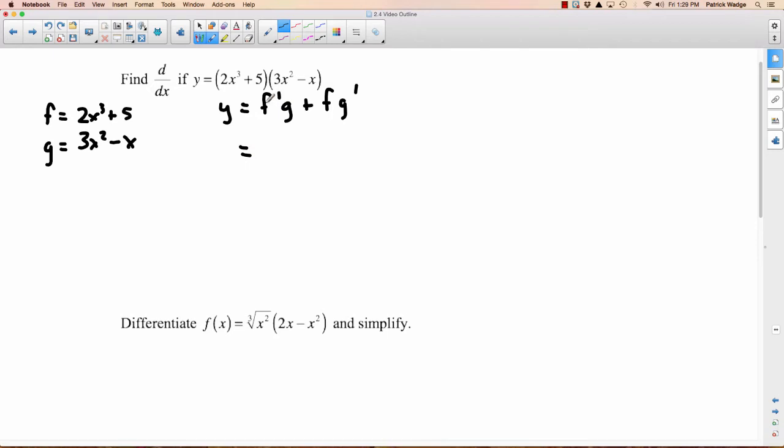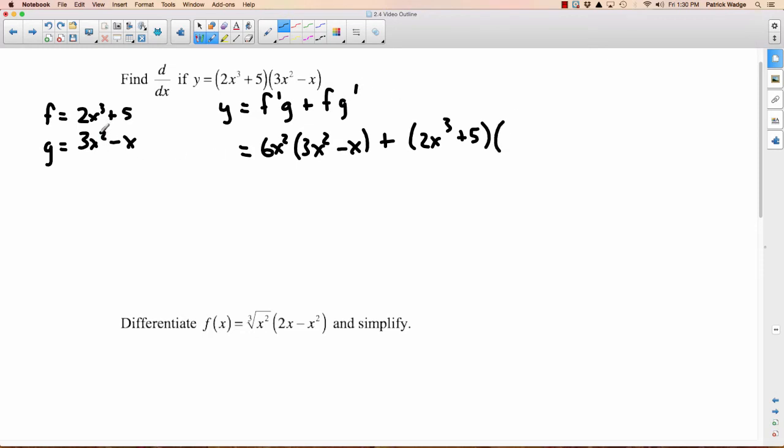We take the derivative of f. Well, the derivative of f, we use the power rule here, so that's 6x squared, and then we take the derivative of 5. Well, that's just a constant, so we get 0. No need to even put it. We're going to multiply that by g. Well, here's g right here. It's 3x squared minus x plus f. Well, here's f right here. 2x cubed plus 5. And we multiply that by the derivative of g.